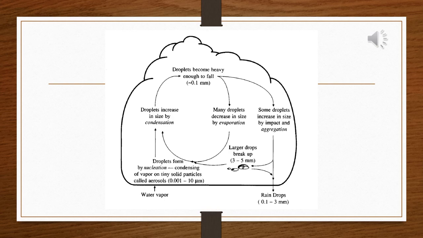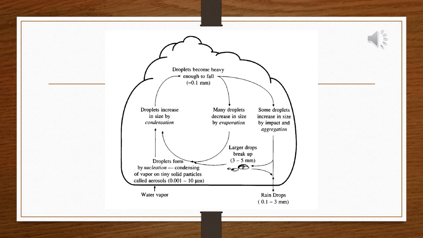Some droplets increase in size by impact and aggregation. When a droplet meets another droplet, they gather together, aggregate, and start to fall down. But due to wind and drag forces, larger drops may break up, get lighter, and go up again, or they fall down aggregated as a raindrop, which is in the 0.1 to 3 millimeter range.